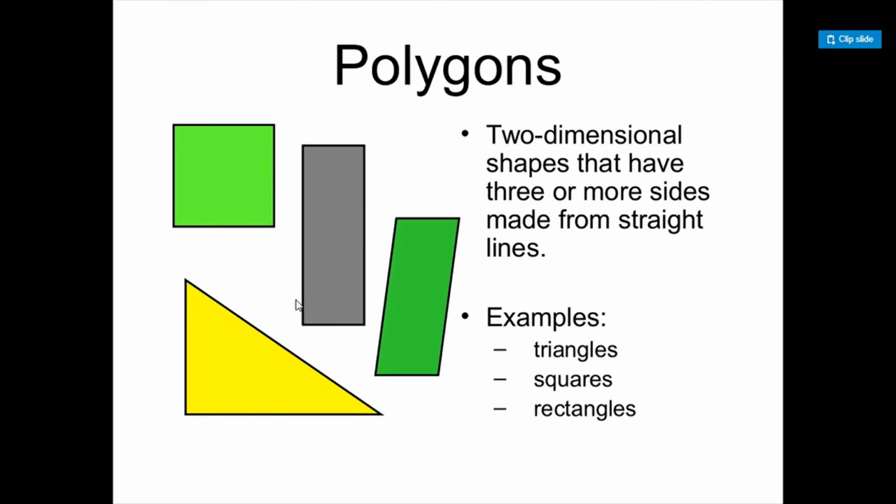So we have also polygon. Polygons are two-dimensional shapes that have 3 or more sides made up of straight lines or line segments. So always remember that a polygon is a plane figure, okay? And they are made up of line segments. Examples of polygons are triangles, squares, and rectangles.